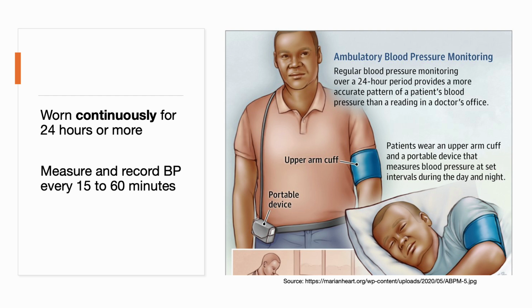Normal blood pressure values with ABPM are defined as a 24-hour average blood pressure of less than 115 over 75, a daytime average of less than 120 over 80, and a nighttime average of less than 100 over 65.